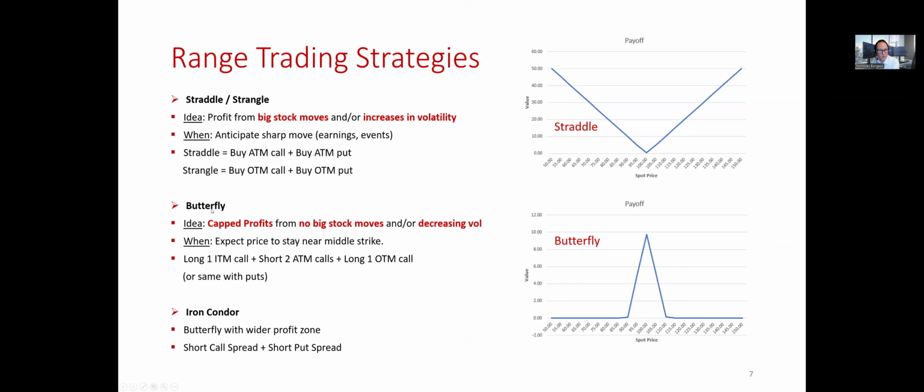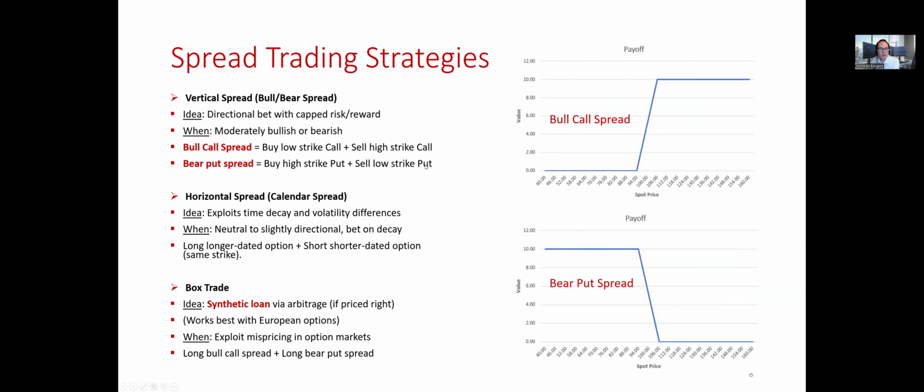There's also something similar called an iron butterfly, which I'll leave you to look up, which is very similar to this. Now we also have an iron condor, which is a butterfly with a wider profit zone, and we short a call spread and a short put spread, and spreads are what we'll talk about in the next slide. Just to let you be aware there's an iron condor as well, which is just where you have a wider profit region or profit zone.